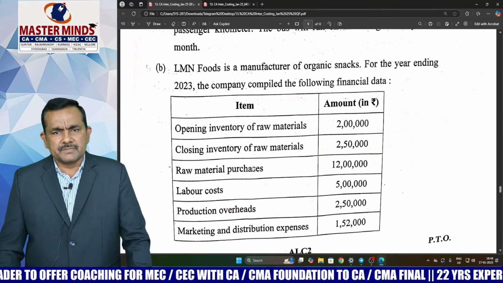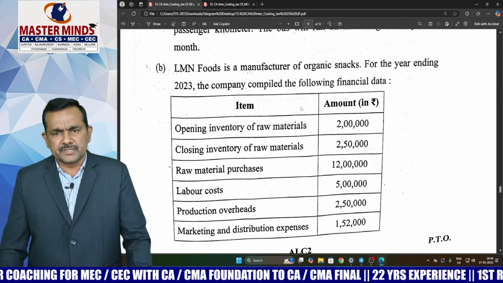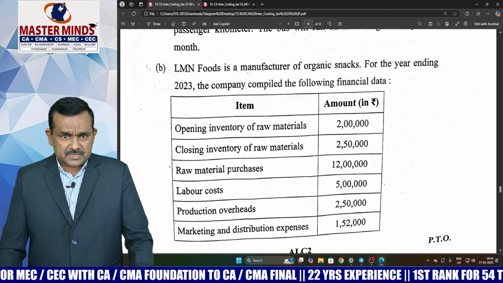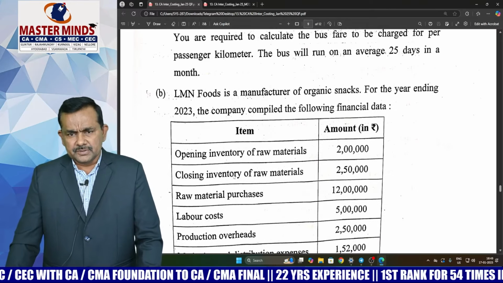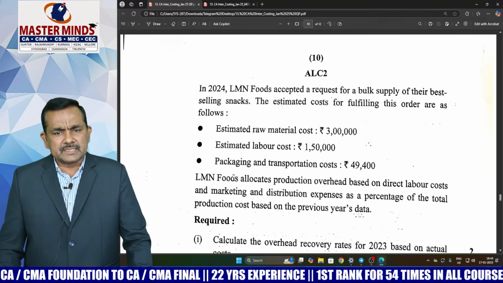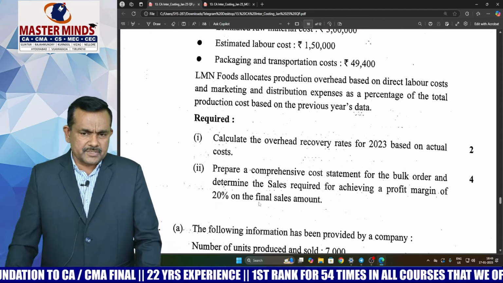LMN Foods is a manufacturer of organic snacks. For the year ending 2023, the company compiled the following financial data. That is the past information, and this information is used for calculating the overhead rates. Next, order details are given. So this question is related to job costing, sir.